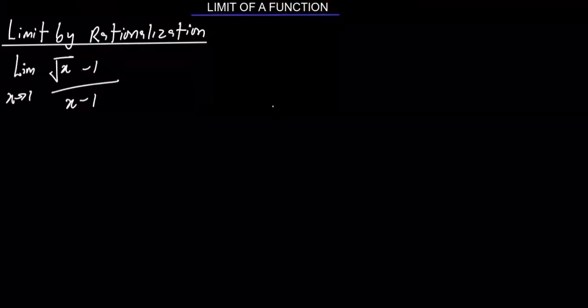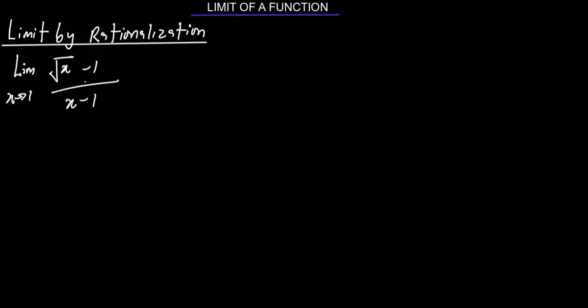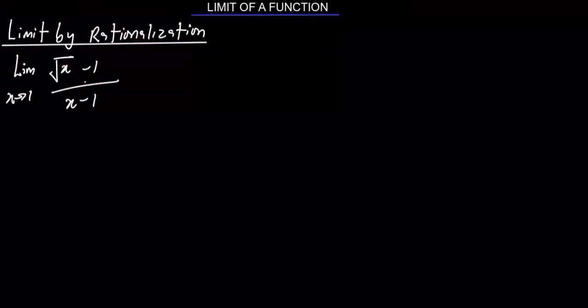Whenever you are having square roots, make sure that you want to rationalize. Yeah. So take notes. Where will you rationalize? Is it the numerator or denominator? You rationalize that part of the fraction that has square roots. And here, the one that has square root is the numerator. So I'll rationalize the numerator, which means that I will multiply both by the conjugate of the numerator.